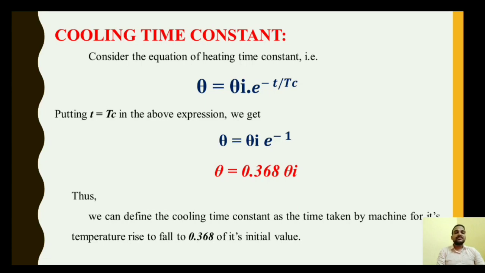So the relation is theta equals 0.368 into theta I, where theta I stands for the initial value of temperature. Once the electric machine gets switched off, from the maximum value of temperature, theta m, it will attain its initial value of temperature, theta I. So the machine is getting cooled. We can define the cooling time constant as the time taken by the machine for its temperature rise to fall to 0.368 of its initial value.